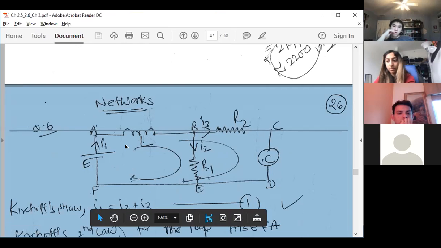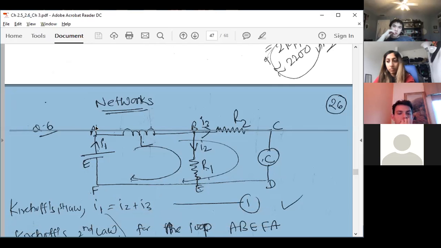Now I would like to consider my first loop. The first loop is A, B, E, F, A. Loop means it has to be closed like this: A, B, E, F, A. Right? In this loop, the voltage across the inductance is L into di by dt. Agree? Am I right, guys? Look at here. Are you getting me, guys?